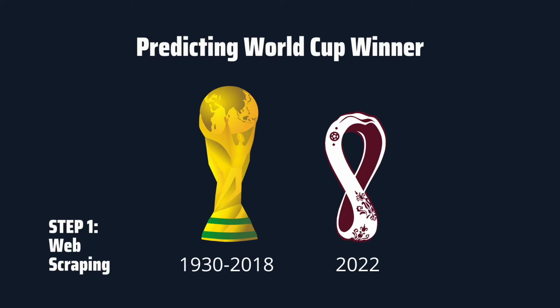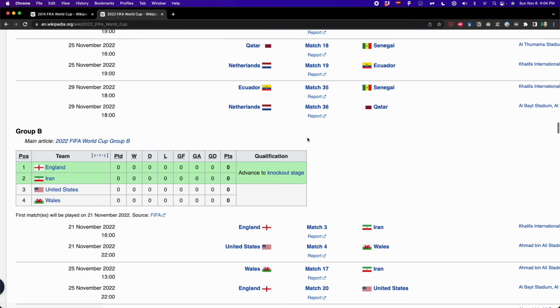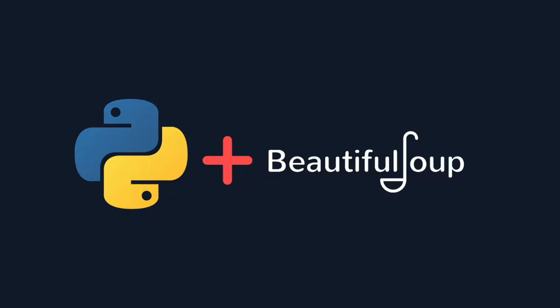In this video, I'm going to show you how to scrape data of football matches from the FIFA World Cup. So we're going to scrape all the matches played so far, and we're going to use Python and a library called Beautiful Soup. So let's get started.